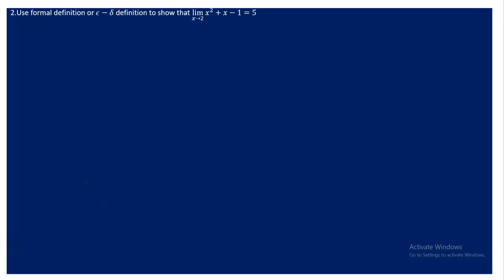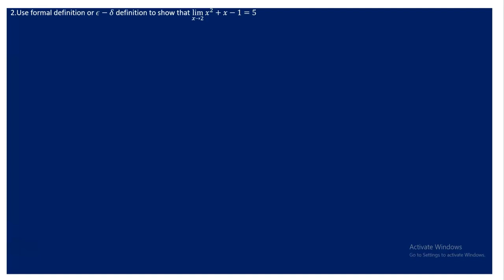Okay, dear students, now comes another question. Again, here we are going to show how this limit can be proved by using the epsilon-delta definition, or formal definition. This is something different. The one we saw before was linear, but this is a quadratic expression. I'm going to show you how this is done.